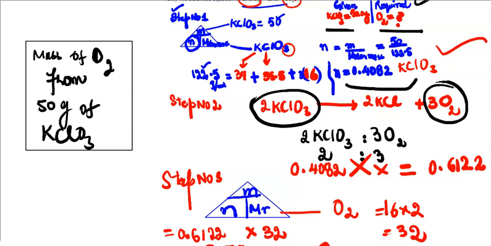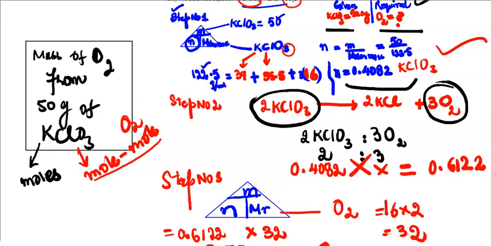So you have done different steps. First, you convert KClO3 into moles, mass into moles. Then you applied the equation part. From the equation part, you use the moles of KClO3 and you find the moles of oxygen. After finding the moles of oxygen, you just find the mass of oxygen. That's it. I hope you are clear about this.